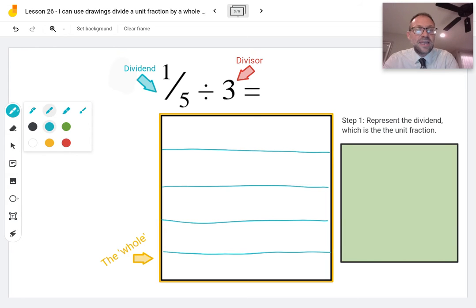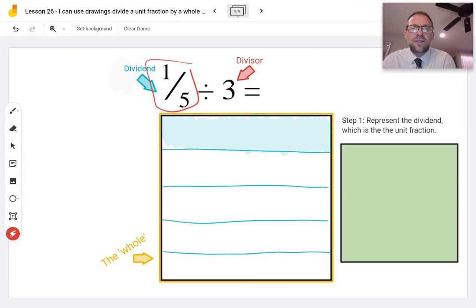And then I'm going to shade in with my paintbrush. You can use your highlighter. 1/5. So now we have the dividend, 1/5, represented as this shaded area out of the entire square. Now, step 2 says, do you remember what step 2 says?